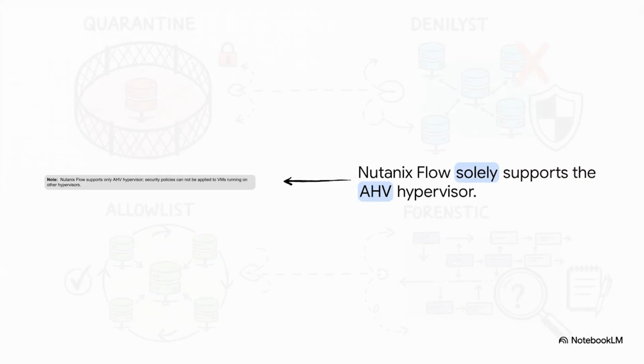Here's another highly testable limitation regarding hypervisor support. Nutanix Flow solely supports the Acropolis hypervisor, or AHV. If you get a scenario on the test asking you to apply Flow policies to ESXi or Hyper-V nodes in a mixed cluster, the answer is just a flat no. You cannot do it. Flow network security is exclusively an AHV feature.